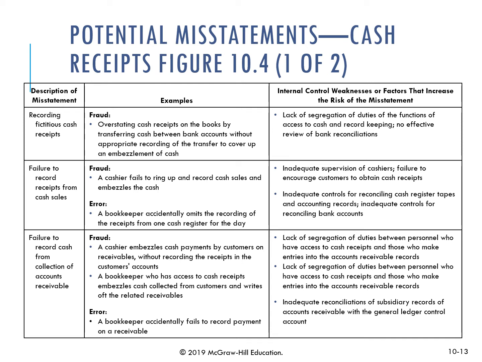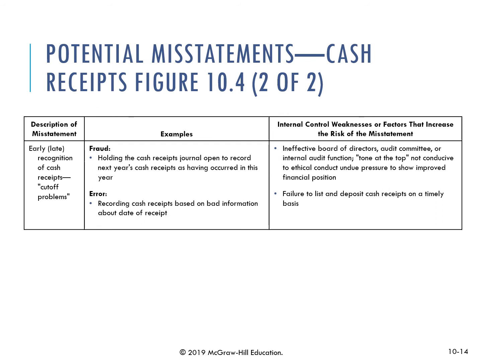That comes from inadequate supervision. The other one is failing to record a collection from accounts receivable and then subsequently writing them off. And I think I discussed that earlier with you.